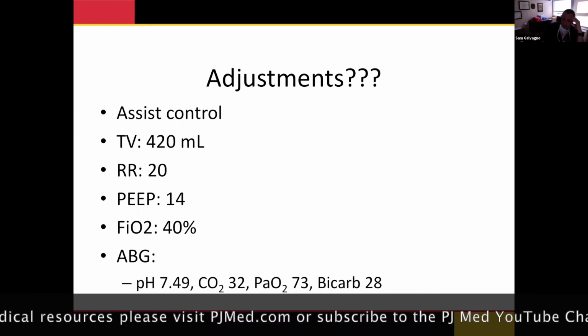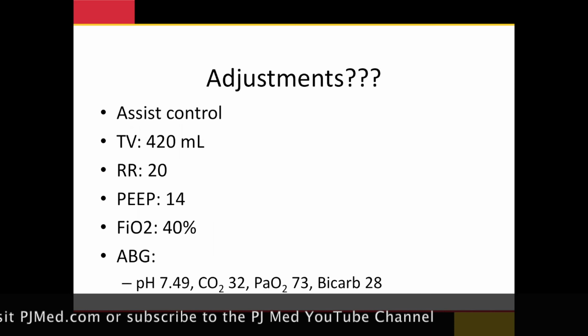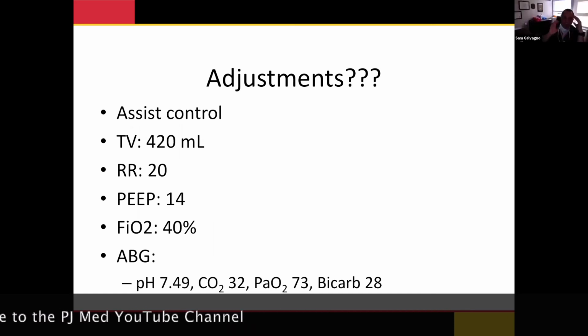Is that okay? Are we all right with this? It's a little alkalemic. Excellent answer. A little alkalemic. It's not horrible. This is the type of patient where we're just doing some fine tuning.